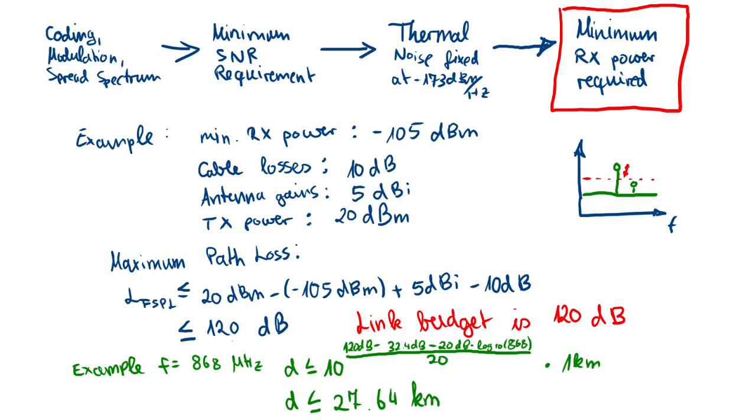And because the thermal noise floor is fixed here, you have a requirement on the minimum power received here. So the received power must be always above this red dotted line.